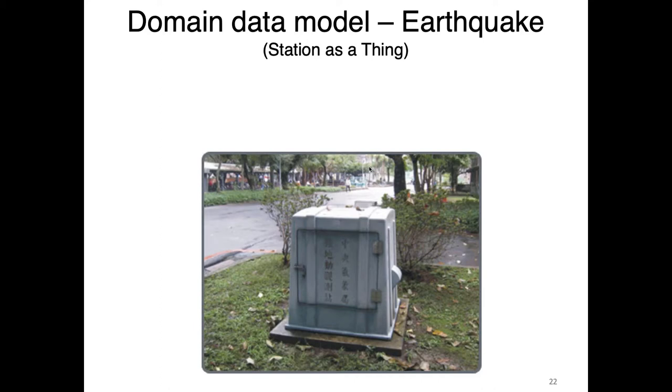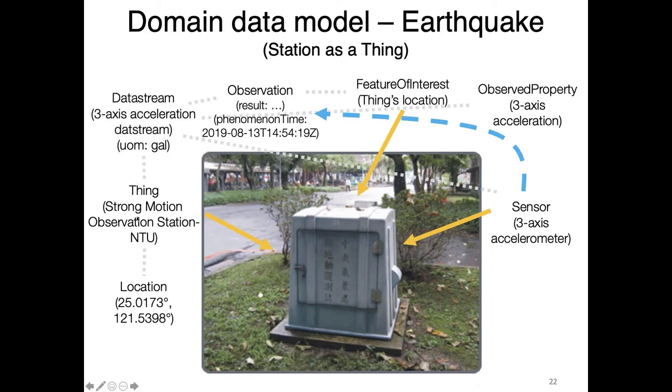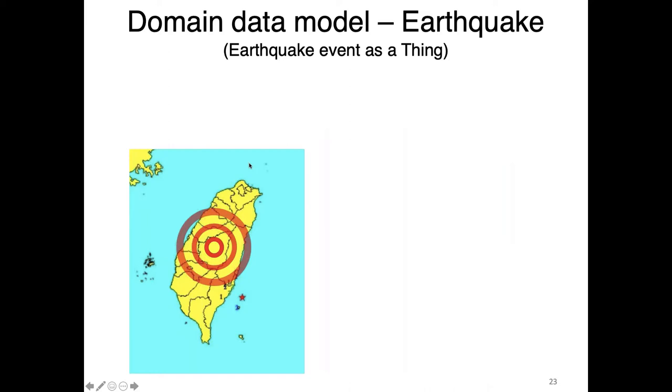But in this case, we want to support both views. One is the station as a Thing. That view is similar to the previous view, where each Thing is the strong motion observation station, and then you have a sensor, which is the three-axis accelerometer, monitoring the three-axis acceleration, and you have the result like this over certain time periods. So this is one of the views, which is similar to the previous one. However, we also want to support the other view, because in SensorThings API, there's actually no specific definition about what exactly should be the Thing.